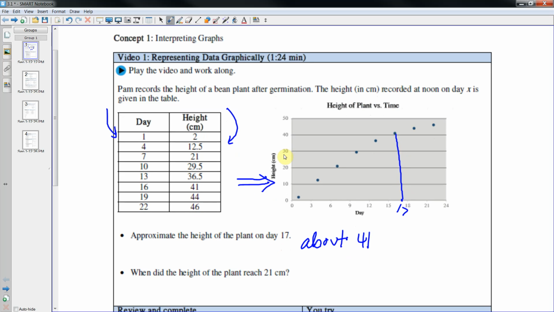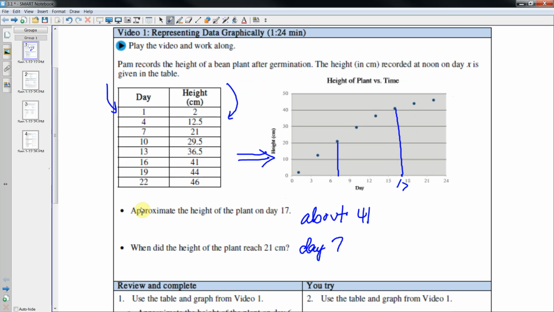It said approximate. So when did the height of the plant reach 21? This time I'm looking on the height part, and here's 21. Then let's see, that looks like it's about day 7. You can also look at the chart. On day 7, we hit 21 inches. So that's another way to do that.